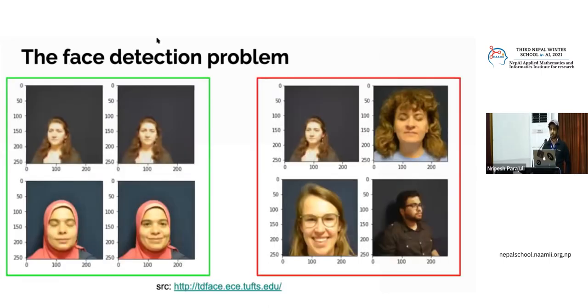Okay, so hopefully this is pretty simple to understand, what's going on. On the left, we have the same people, but different faces taken at slightly different settings. On the right, we have different people. So basically on the left, we have matching pairs of faces, and on the right, we have non-matching pairs of faces. It's pretty simple, right?